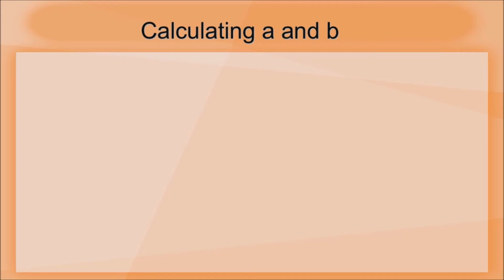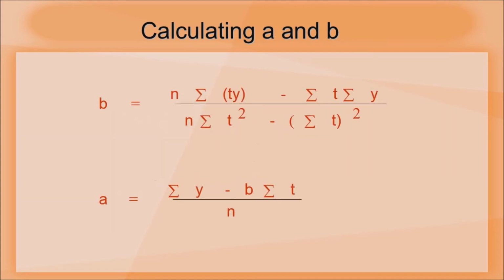Calculating a and b. b equals n sigma ty minus sigma t sigma y, divided by n sigma t square minus sigma t whole square. a equals sigma y minus b sigma t, divided by n.